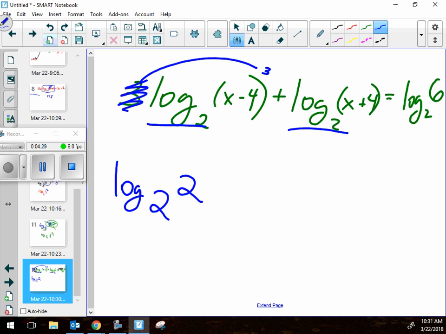What's that equal to? Log base 2 of 2 is equal to 1. Do you agree that there's an exponent of 1 on it? Do you agree that I could put that 1 down in front and it would still be the same thing? Now that's kind of cheating because it's a 1.